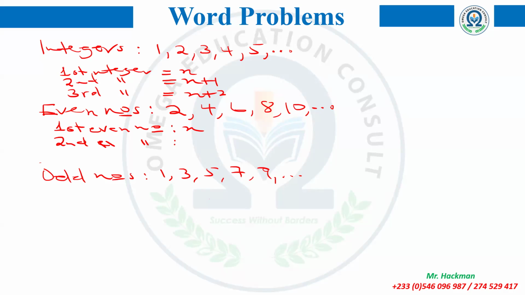So that will give us x plus 2. What about the third even number, not integer, even number? x plus 4. You add 2 again, so that will give you x plus 4. All correct, my professors.